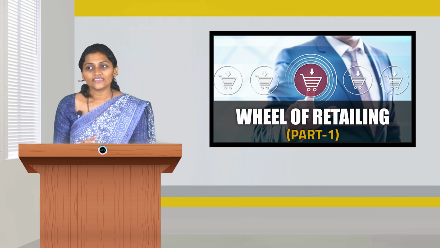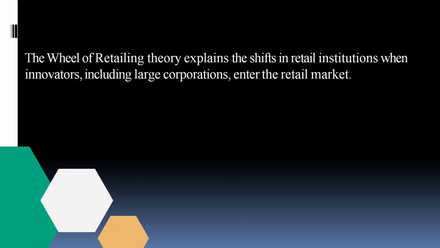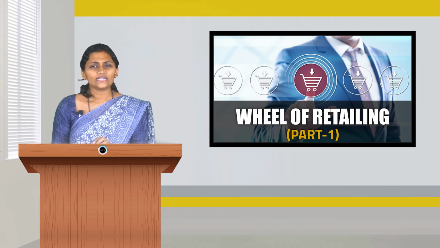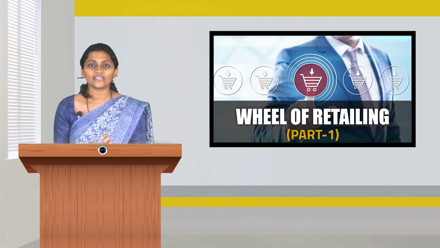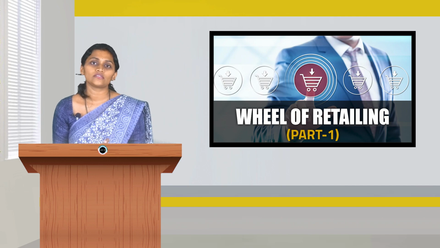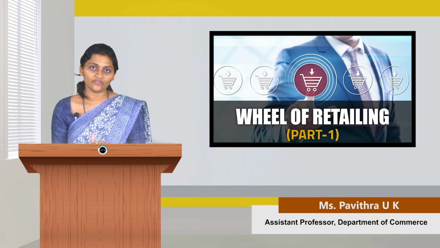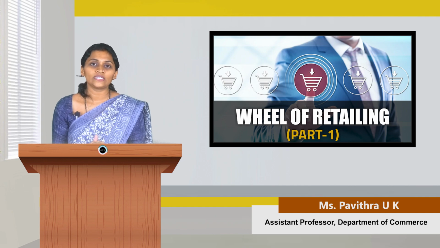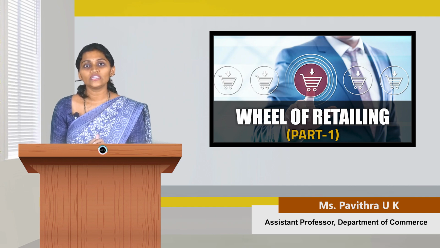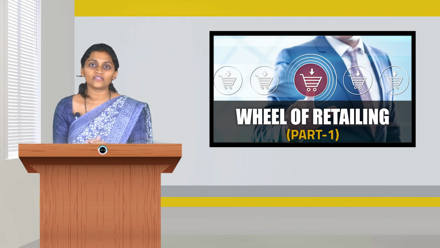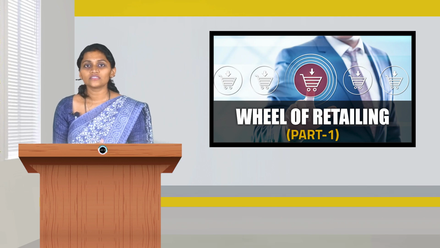The wheel of retailing theory explains the shifts in retail institutions when innovators, including large corporations, enter retail marketing. Under the wheel of retailing, it is cyclical. There may be a repetition of phases or stages. It will not be constant. Why will this fluctuate? Because of market conditions, economic factors, social factors, or a number of other factors. From that basis, this wheel or the stages will repeat again and again.